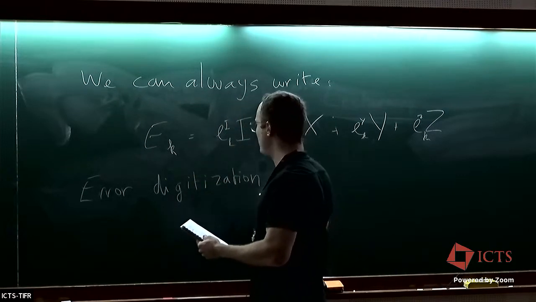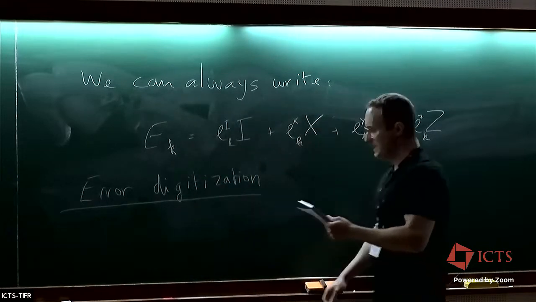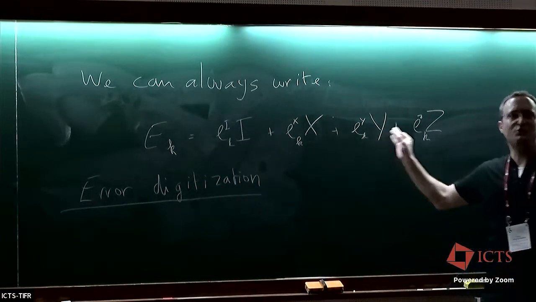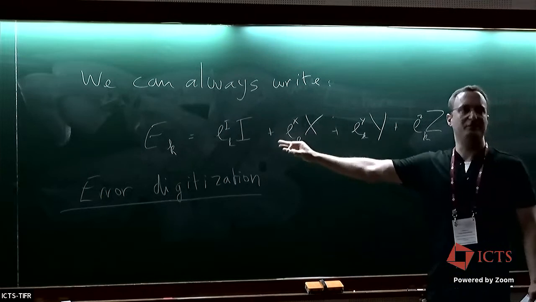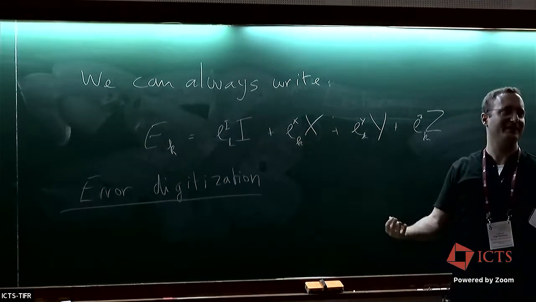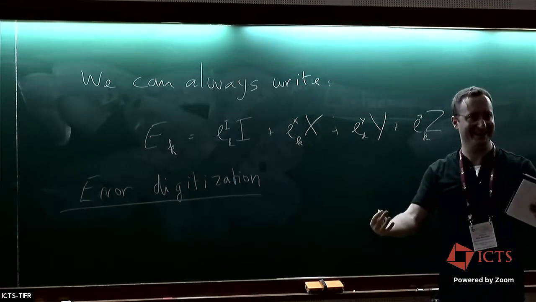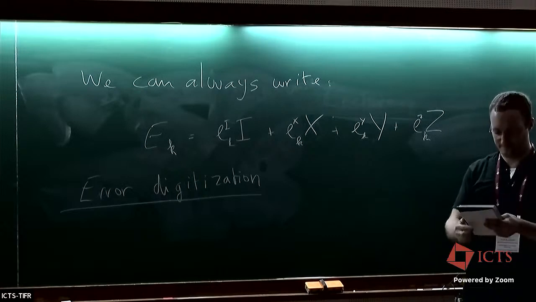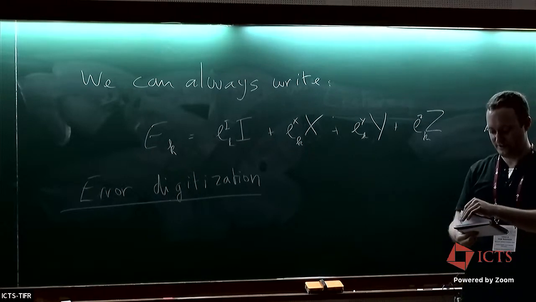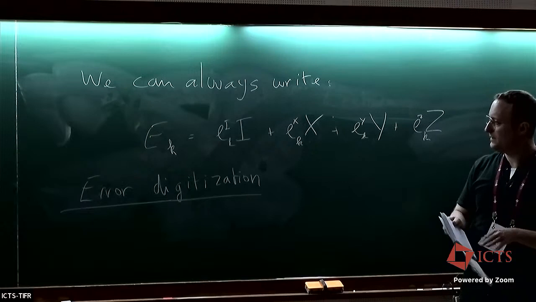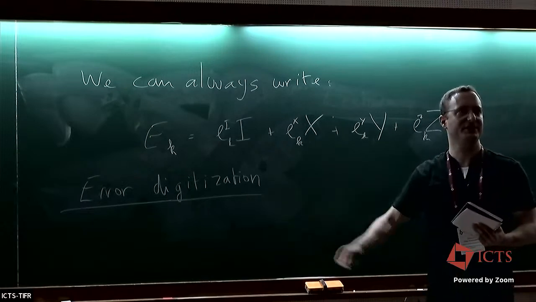And the goal of quantum error correction is to identify which one of these operations happened, which one of these Paulis occurred, and then correct it by applying this Pauli again. We'll talk about this much more in detail. Questions about error digitization? Yes.